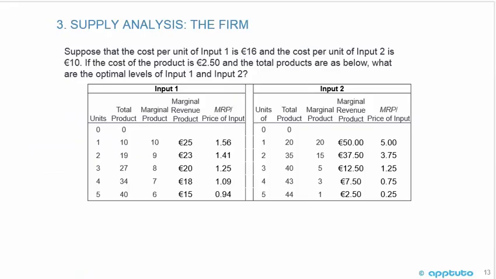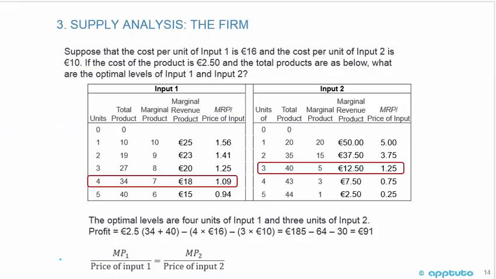We're going to finish this LOS with a little example. Suppose that the cost per unit of input 1 is 16 euros and the cost per unit of input 2 is 10 euros. If the cost of the product is 2 euros 50, which is the selling price, and the total products are as below, what are the optimal levels of input 1 and input 2?